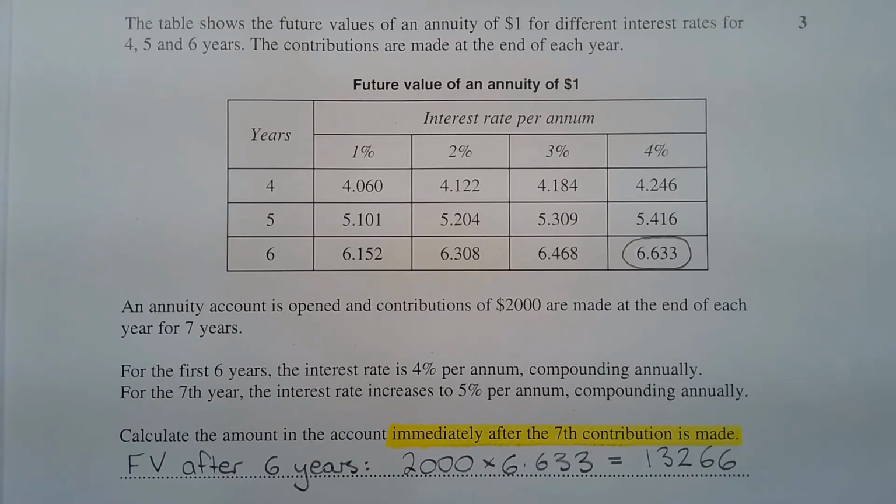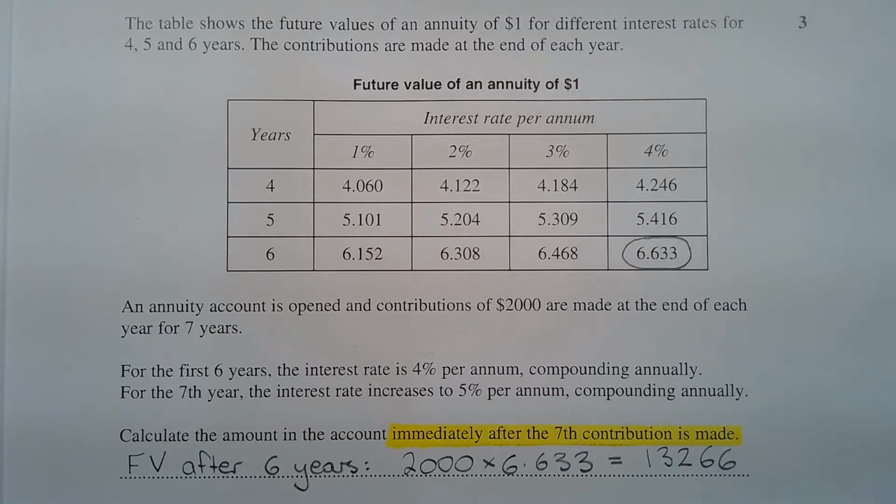One way to answer this question is to split it into two parts. In the first part, we find the future value of the investment after 6 years using the table of interest factors given. And in the second part, we find the value of the investment after the 7th contribution is made using the compound interest formula.